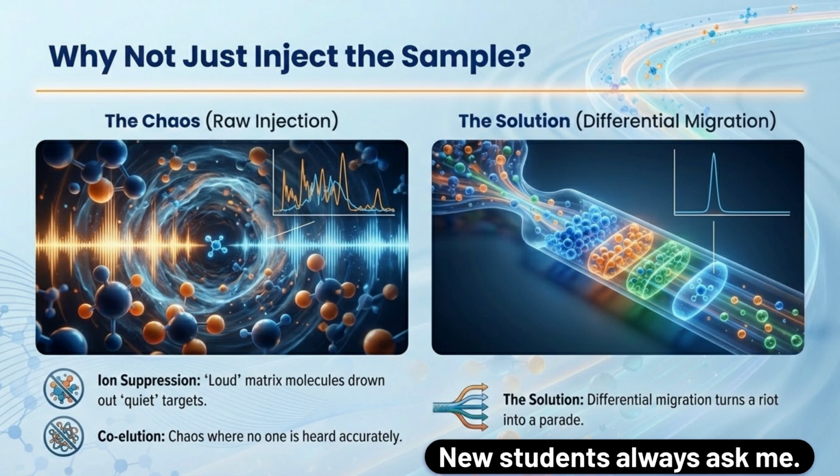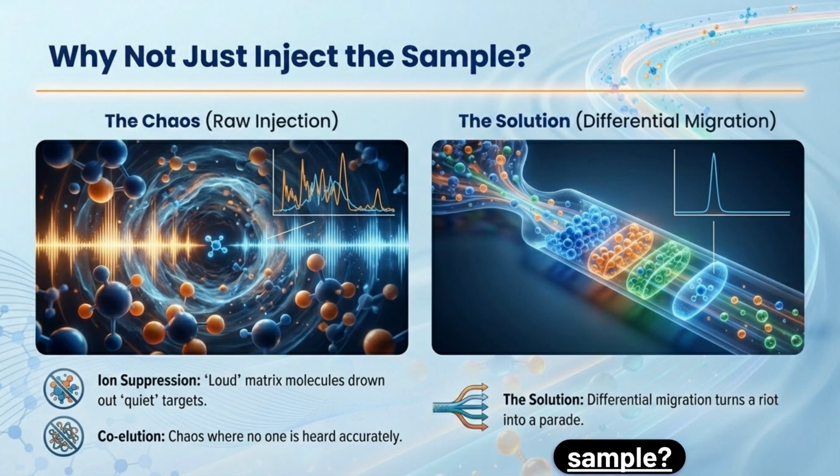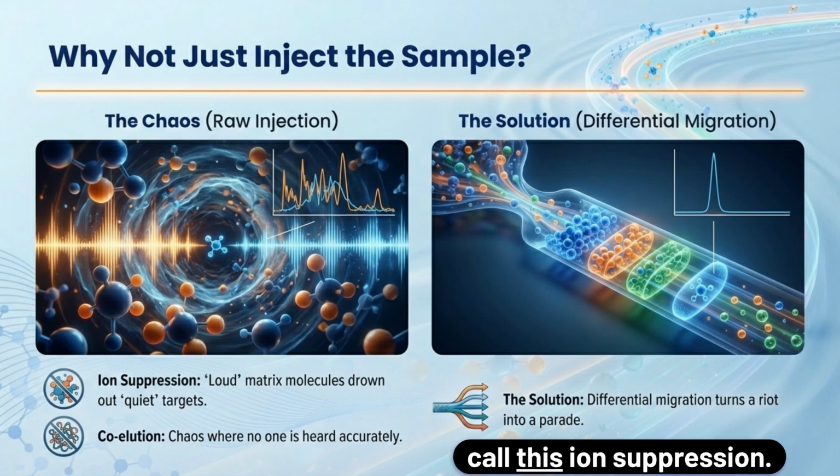New students always ask me, if the mass spec is so powerful and sensitive, why do we even need the chromatography step? Why not just inject the raw sample? In mass spectrometry, we call this ion suppression. When everything hits the MS detector at the same time, what we call coelution, the big, loud molecules drown out the small, quiet ones, your targets. You get a messy signal, or worse, the detector is overwhelmed, and you see nothing at all.